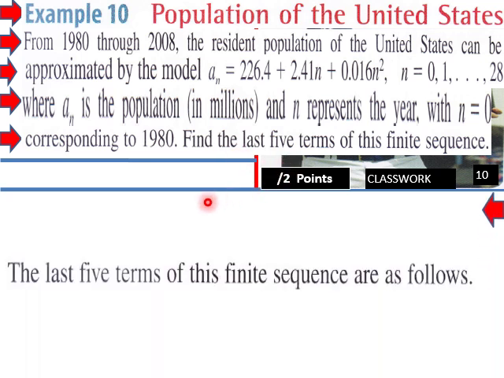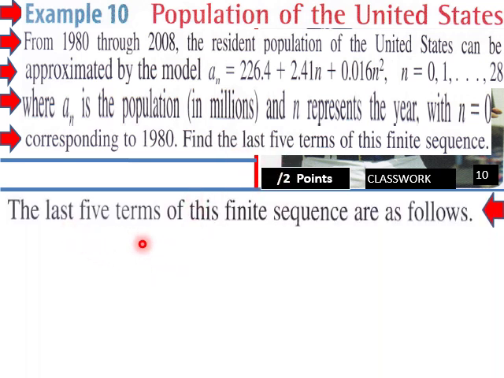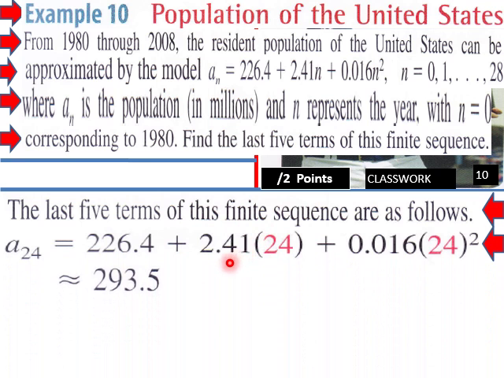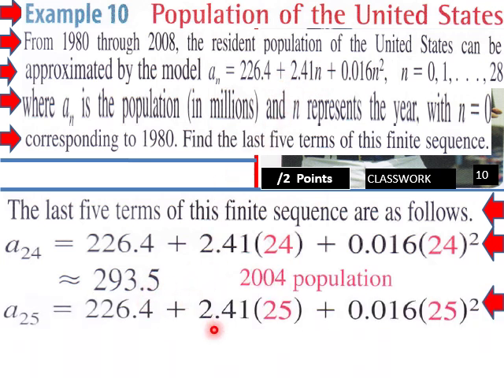Find the last 5 terms of the finite sequence. So the last 5 terms of this sequence are as follows. We start at 24 because we're going up through 28, right? So we start at 24, and this is our 2004 population. When we plug this into our function there, we get this number.